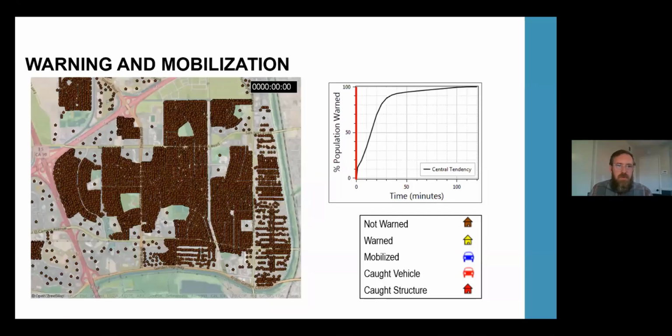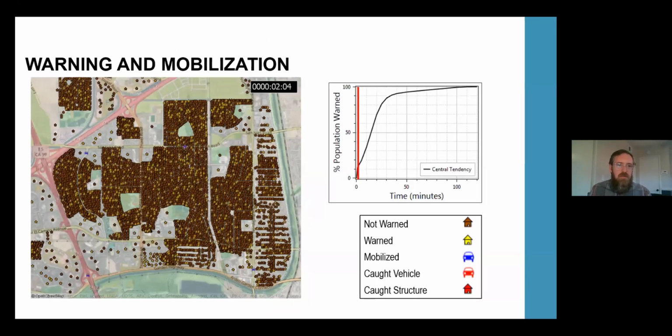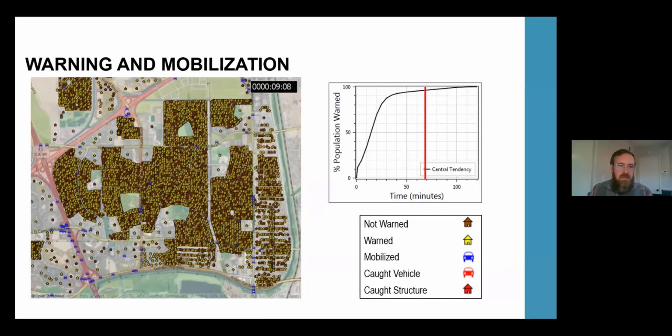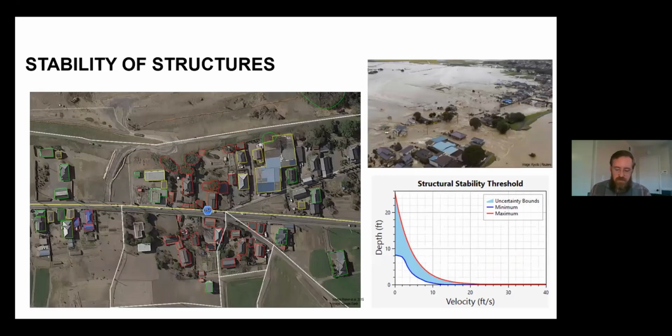This is an example here of how that warning propagates through the population. The structures turn yellow as they receive the warning. After a delay, they decide to evacuate and they get in their vehicles and follow the roads to the nearest destination. Another interesting aspect in a demonstration here from a levee breach in Japan.